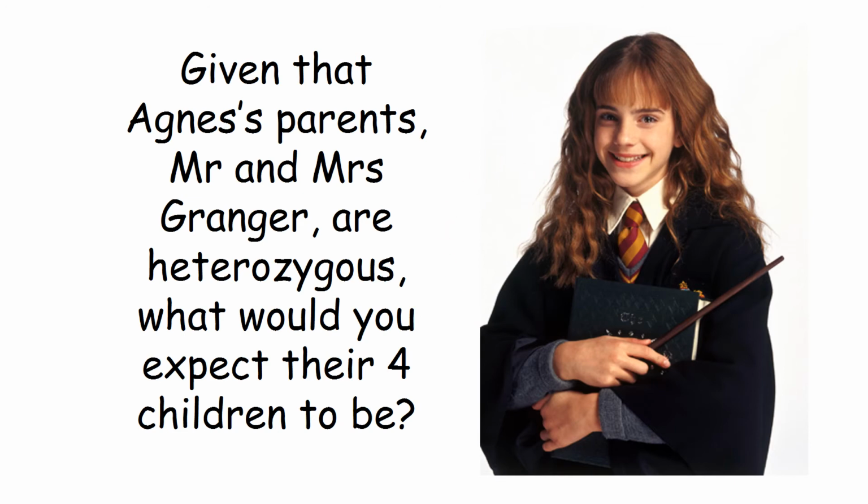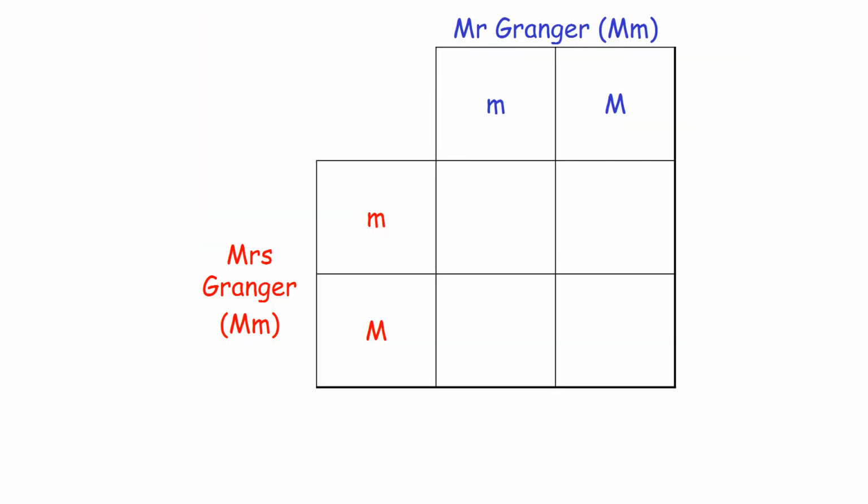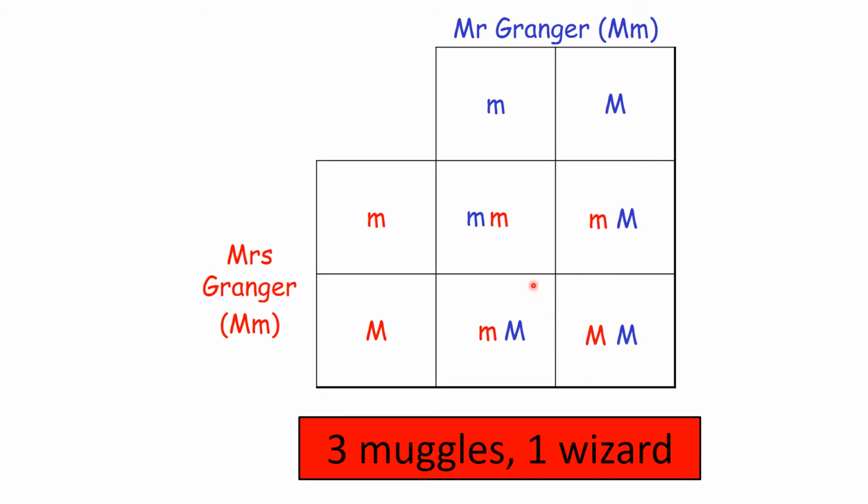Okay, and then I'll let you do this by yourself. So given that Agnes's parents, Mr. and Mrs. Granger, are heterozygous, what would you expect their 4 children to be? So press pause and do the Punnett square and then write down how many muggles, how many wizards. Okay, do that now. So what you should have for this, your initial Punnett square should look something like that. Again, if you've got the capital letters the other way around, it doesn't matter. So what you would have is that. So you have 3 muggles and 1 wizard.